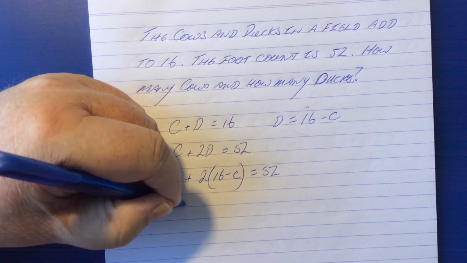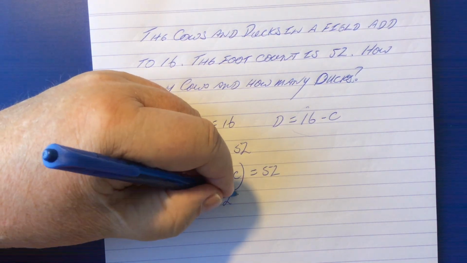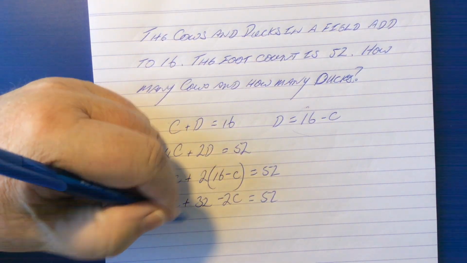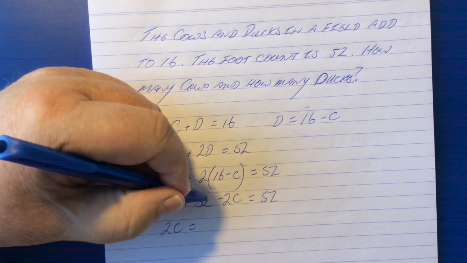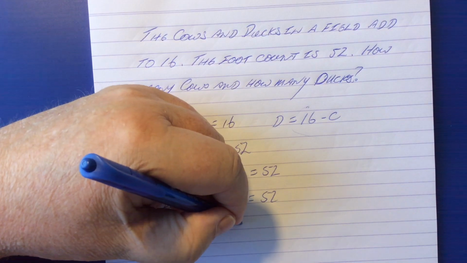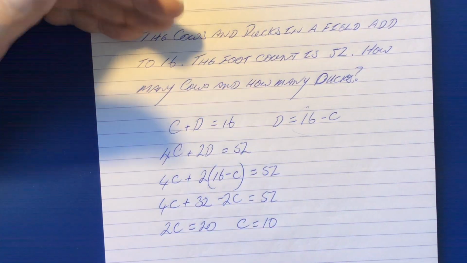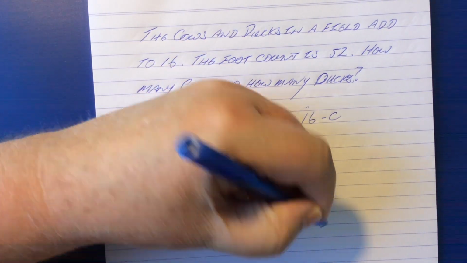Expand this out. 4c plus 32 minus 2c equals 52. A little bit of tidying up, and we get 2c equals 20. So c must equal 10. We have 10 cows. There are 16 animals, so we must have 6 ducks.